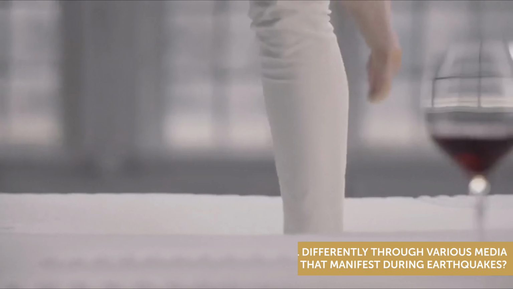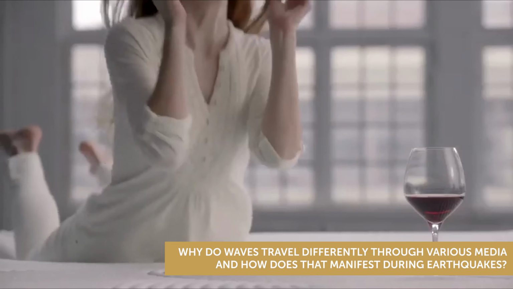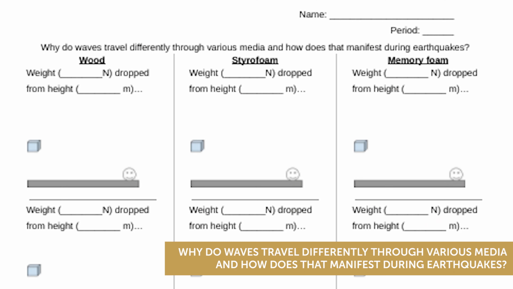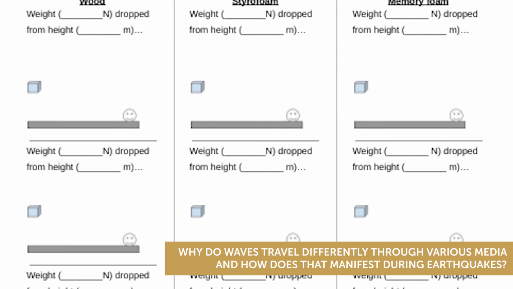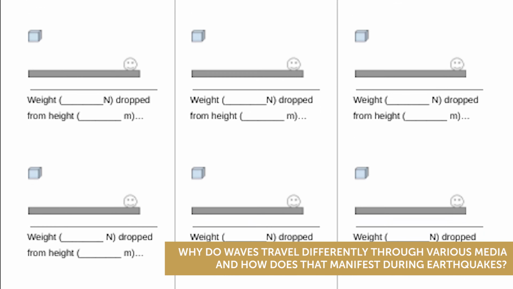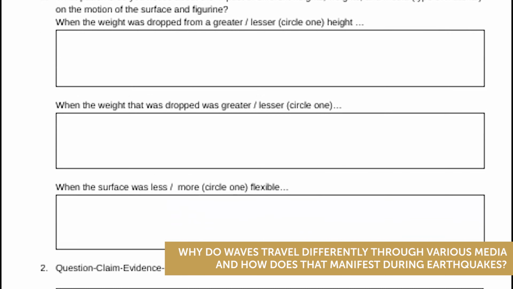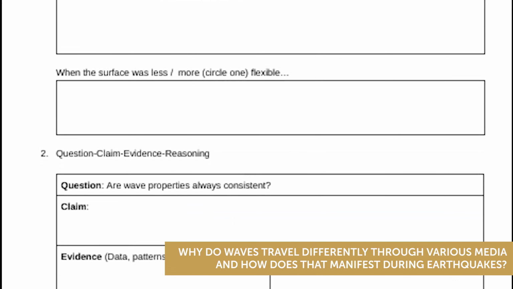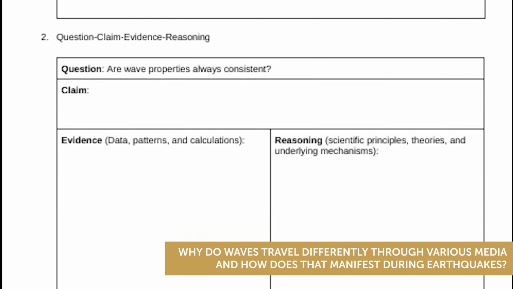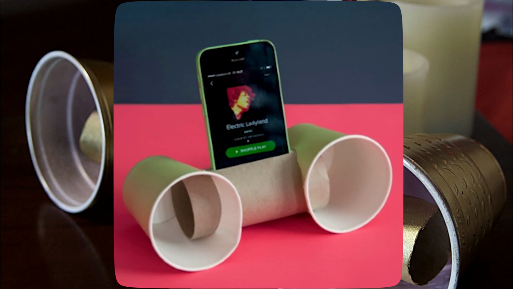The next activity will be a waves through media lab. Students will understand how waves propagate through different materials by dropping different weights from different heights onto different materials. Students will take qualitative observations and make evidence-based claims from their observations. Students will be able to answer the question, why do waves travel differently through various media, and how does that manifest during earthquakes? The final learning activity is the Paper Cup Speaker Lab.